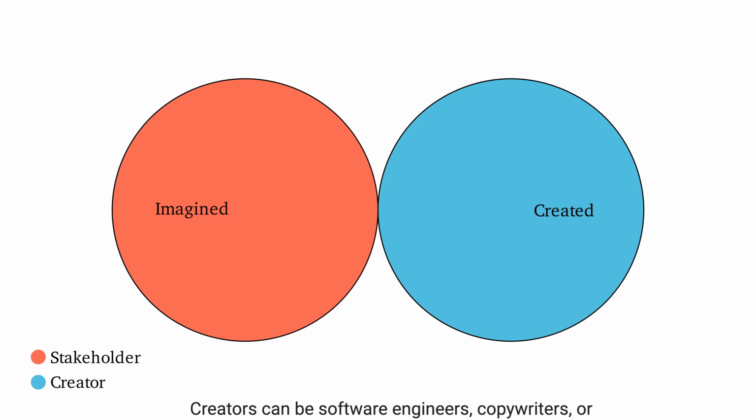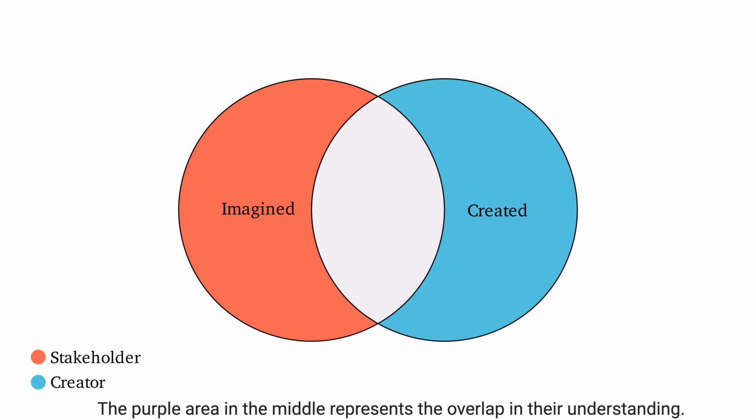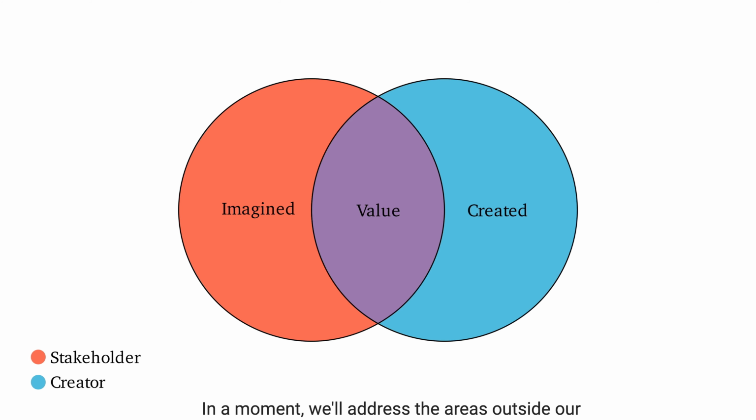Creators can be software engineers, copywriters, or anyone who takes an idea and makes it real for us. The purple area in the middle represents the overlap in their understanding. To create value, stakeholders and creators must have shared understanding. In a moment, we'll address the areas outside our shared understanding, but first, something's missing.